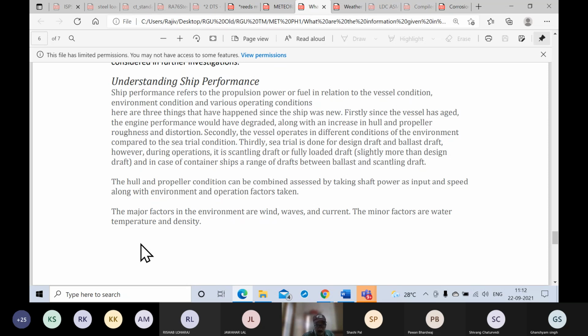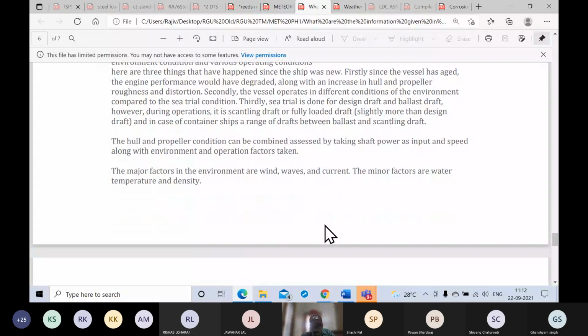When we are considering the ship performance, obviously wind, waves and current form part of the environment and can be major contributors in the performance curve. Minor factors could be water temperature, density, etc. But wind, wave, and current form the major contributors. These are the environmental factors which have an impact on the performance curve for the vessel. Correct?